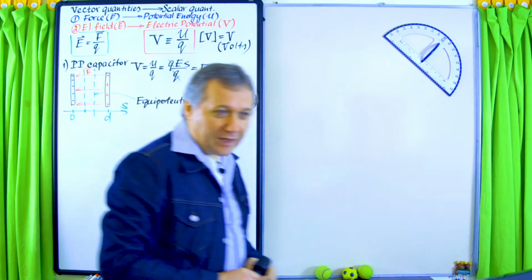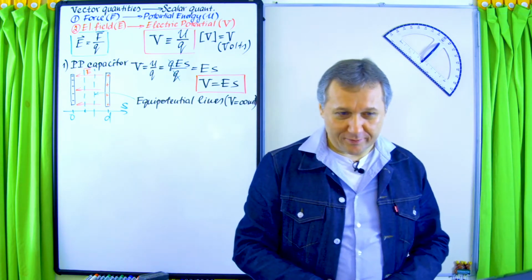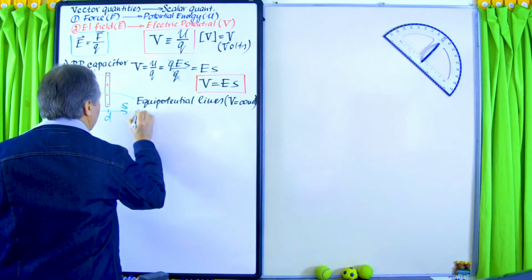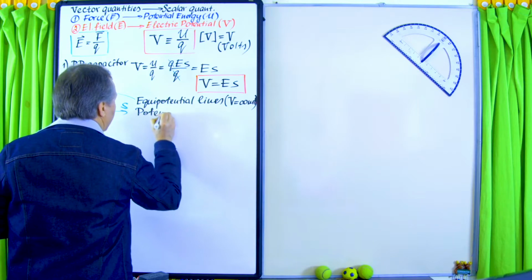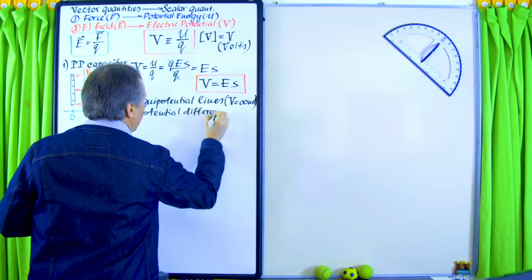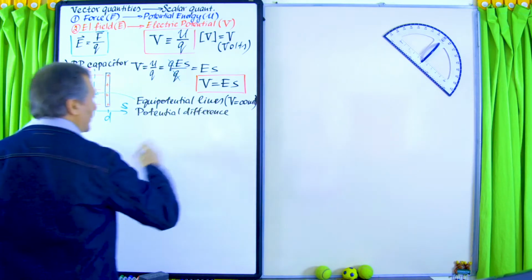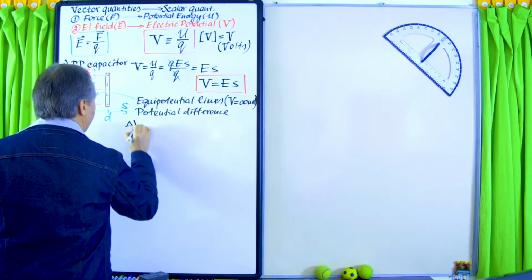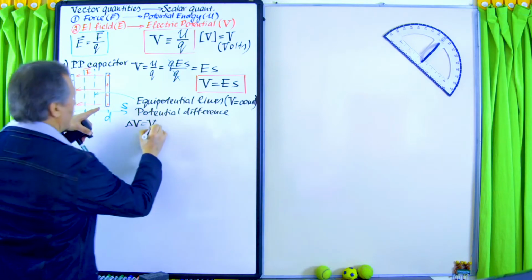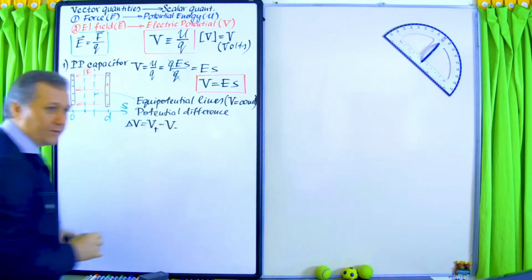Then potential difference. Of course, you've heard, right? 9-volt battery, what is that? It's just a potential difference between two electrodes of the battery. In this case, we can calculate potential difference, or sometimes voltage, between these two electrodes. Potential difference across a capacitor, delta V. Of course, it will be V, the electric potential at the positive electrode, minus the electric potential at the negative electrode.